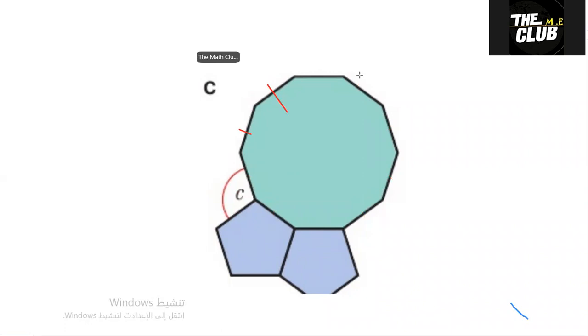I'm going to write 10 here, so I don't forget it, because I'm going to use it. So here we have 10 sides. And this one is a pentagon, which has 5 sides. So this one has 10 sides, and this one has 5 sides.